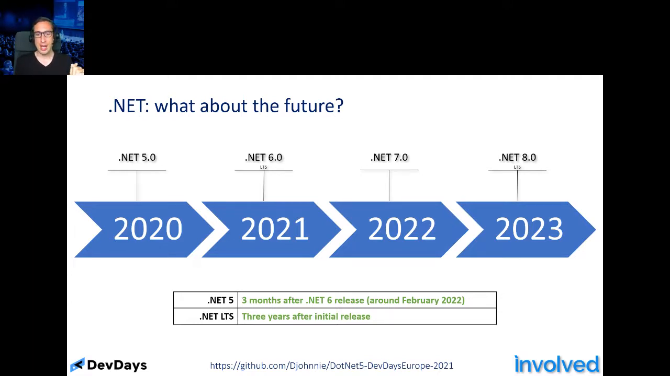Microsoft also decided that .NET will be the only thing going forward. So .NET Framework will also not get any new updates, which means that .NET Framework 4.8 will be the last one.